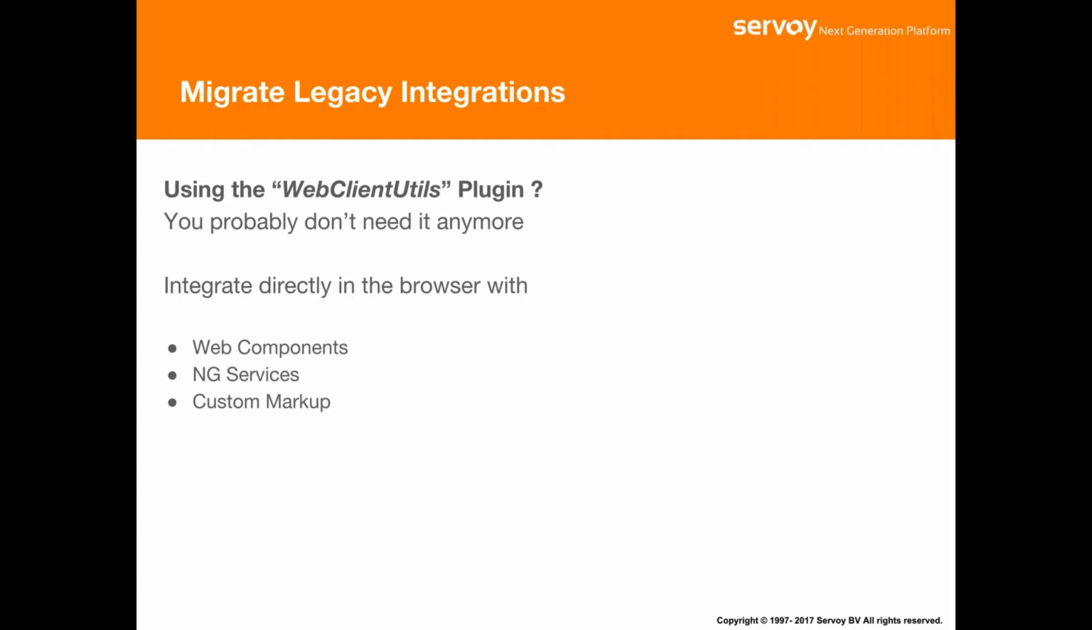We want to migrate any legacy integrations that you may have done as workarounds, especially in the web client, to try to get things integrated at the browser level. There was a web client utils plugin, which is widely used by web client developers, and that was a way to send things down to the browser to evaluate JavaScript in the browser, to have callbacks from the browser back to the server. Basically, that's what the NG client does for you automatically. So in short, you don't need it anymore, but you're going to have to find those places where you used it and figure out what you're going to do.